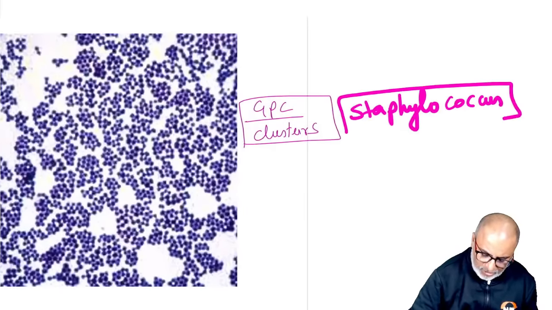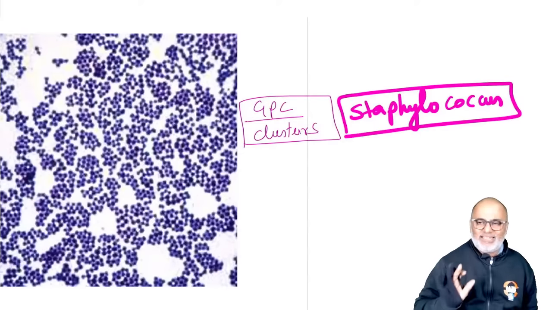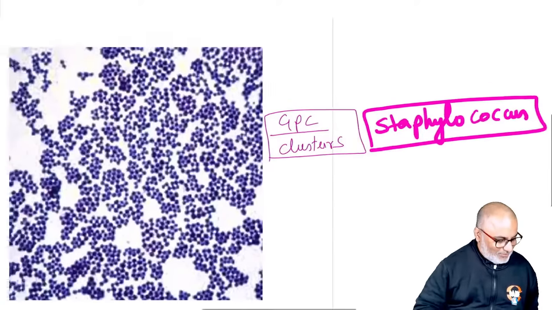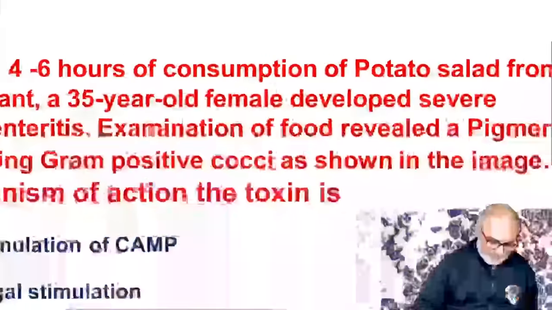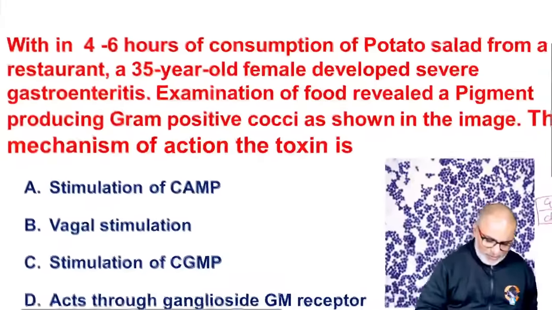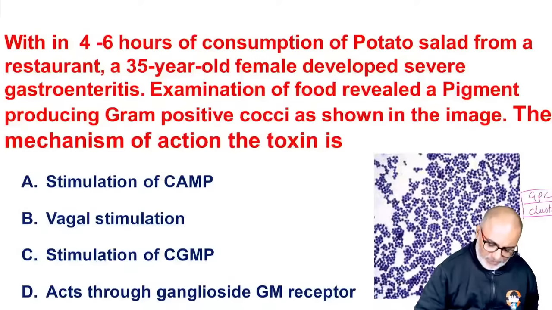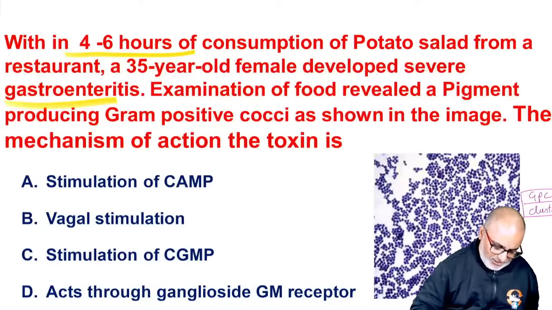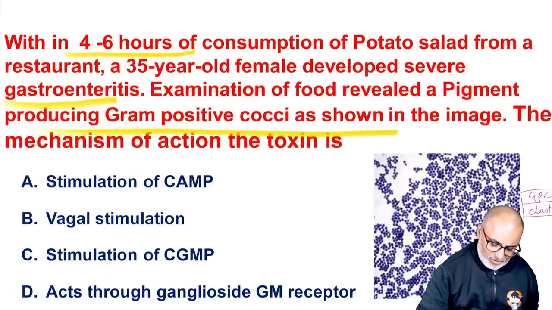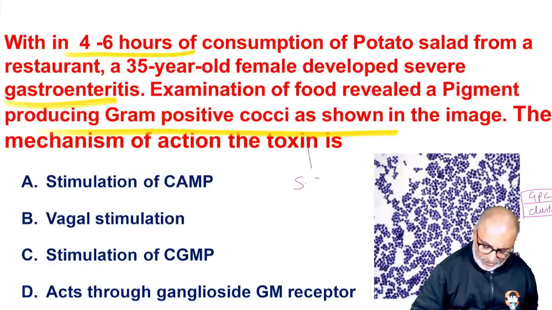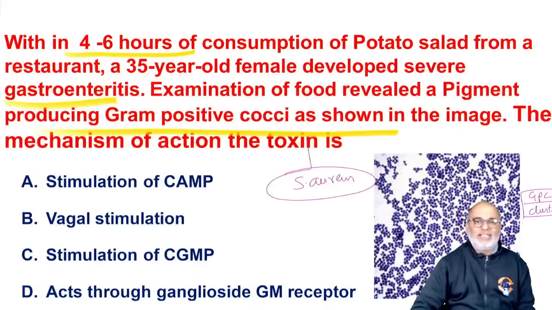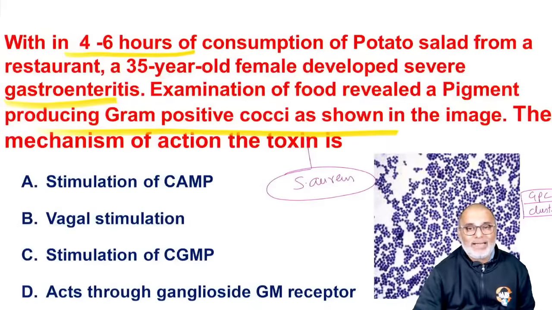I don't know if it is aureus or not, but the question may be related to staphylococcus. Within 4 to 6 hours of consumption of potato salad from a restaurant, a 35-year-old female developed severe gastroenteritis. Examination of the food revealed pigment-producing gram positive cocci. That's all. Now I can say it is Staph aureus, because it produces golden yellow pigment.